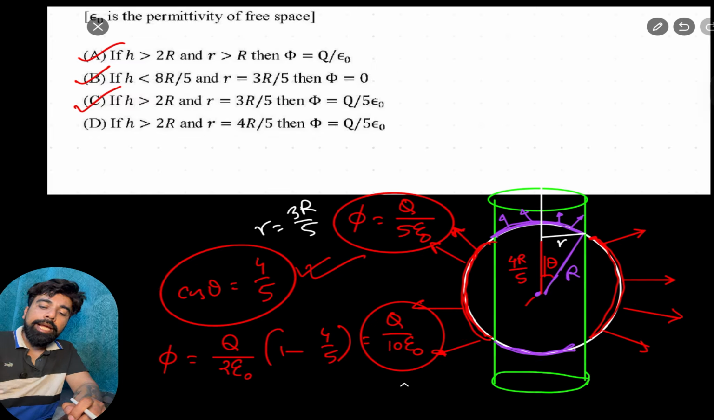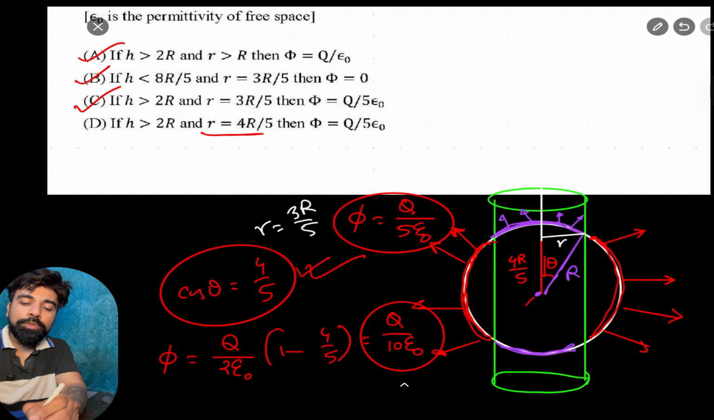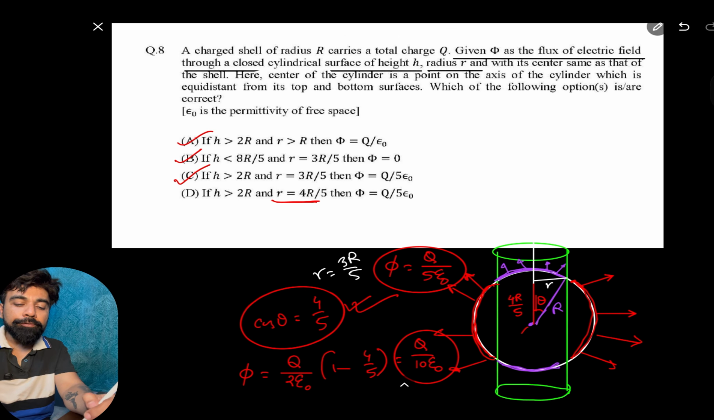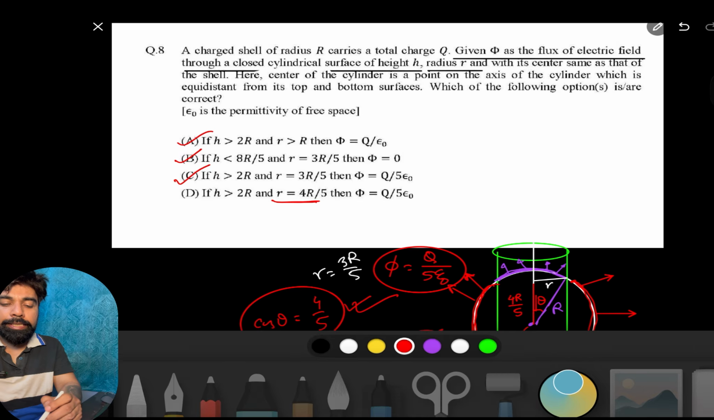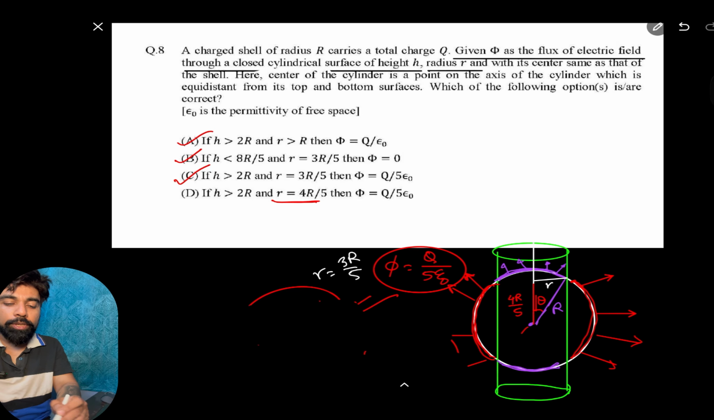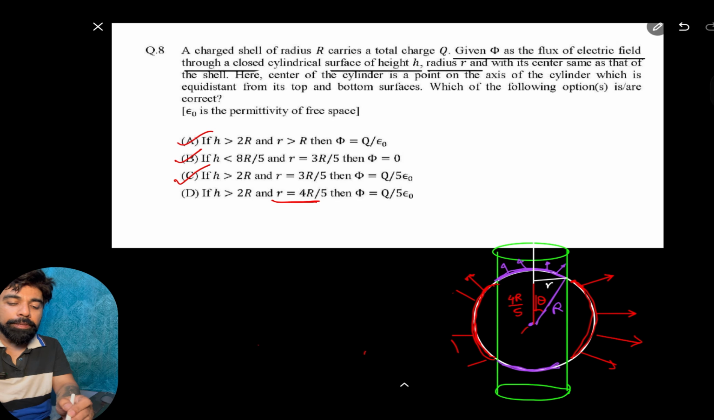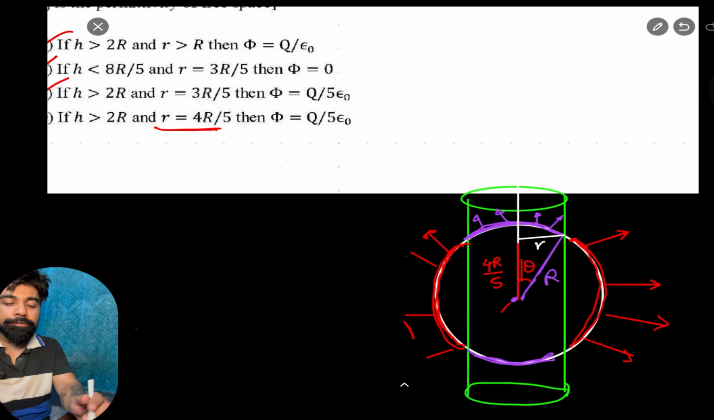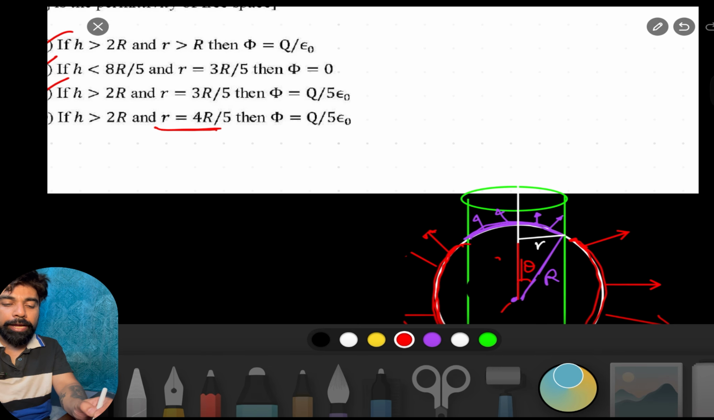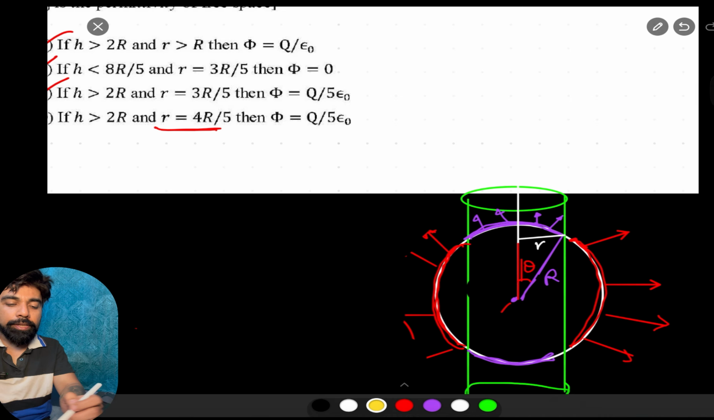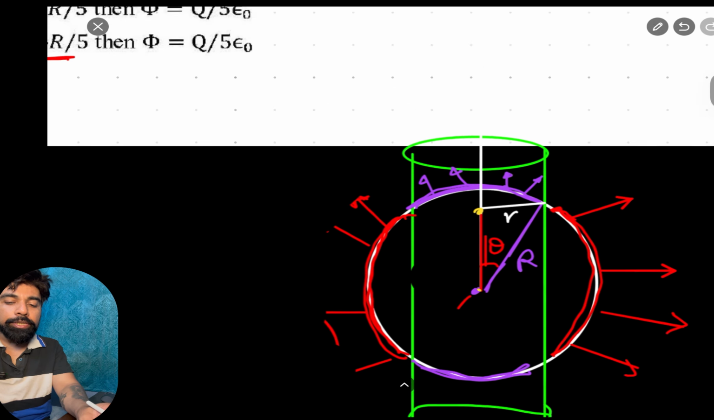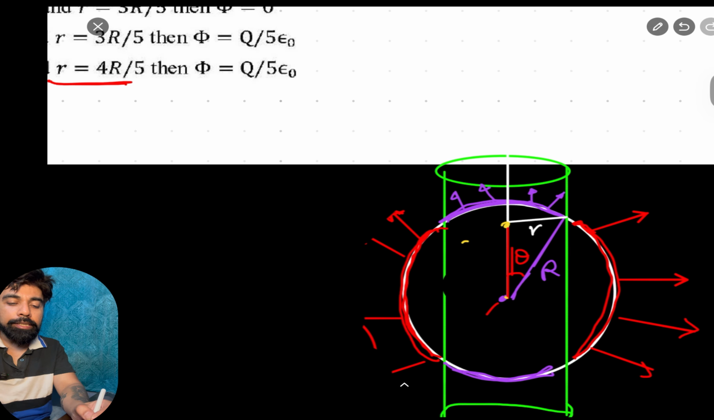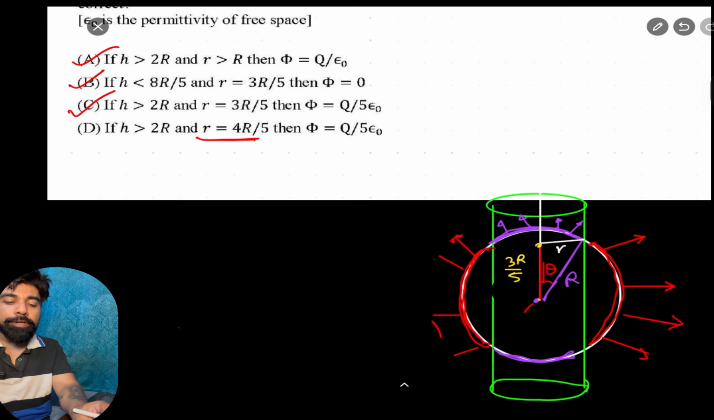Now let's go for h greater than 2r, but now the value of small r being 4r by 5. So if small r becomes 4r by 5, you can easily understand that this is just the complementary case of the previous case. Then what will be the value of this red line now? Its value will be 3r by 5. So how much flux will come?